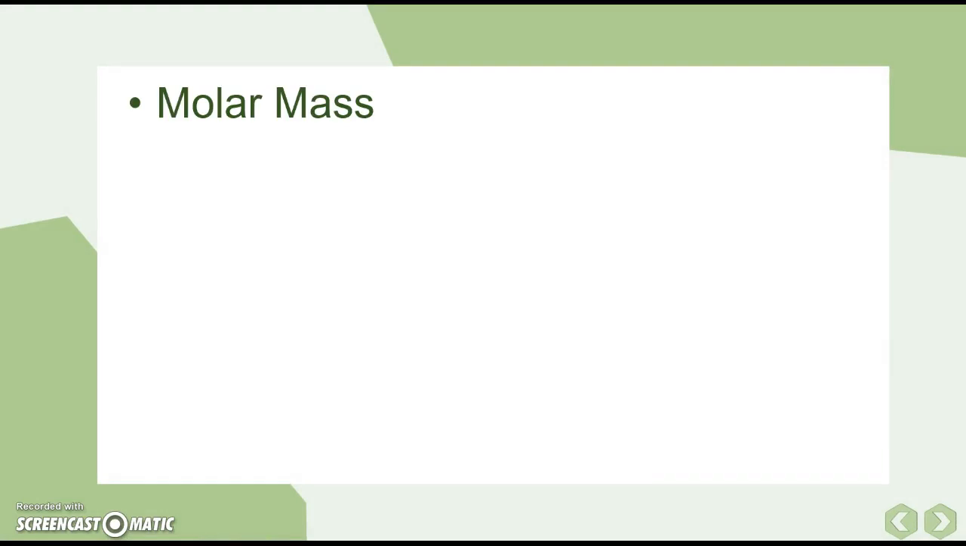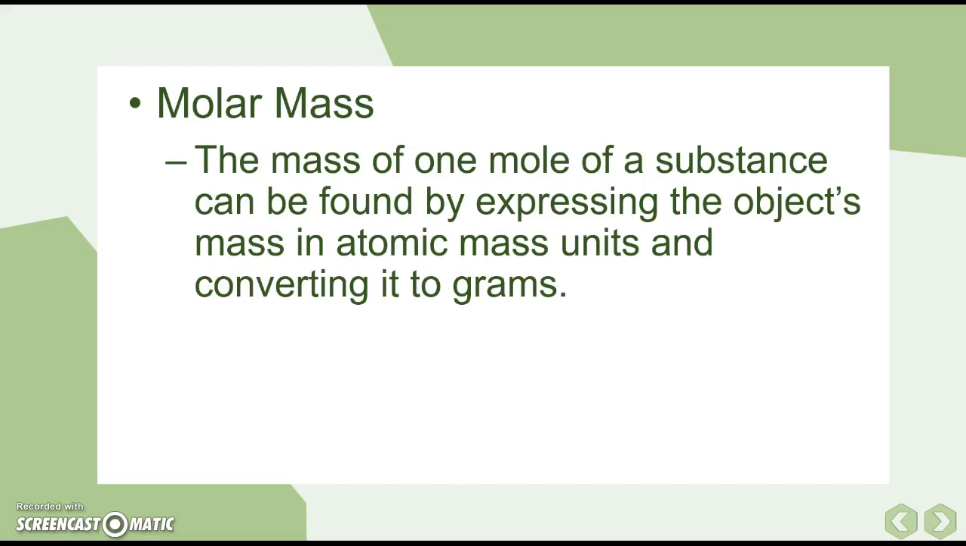We'll start with molar mass. Molar mass is actually fairly simple. It is the mass of 1 mole of a substance. In other words, if I had 6.022 times 10 to the 23rd atoms of something, what would its mass be? And it's actually really easy. They give an example here. A hydrogen atom, its atomic mass is 1, and we call that 1 AMU.